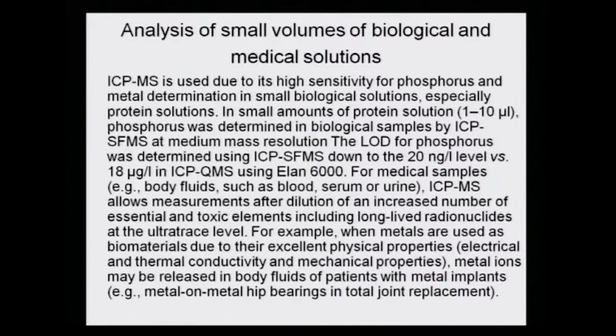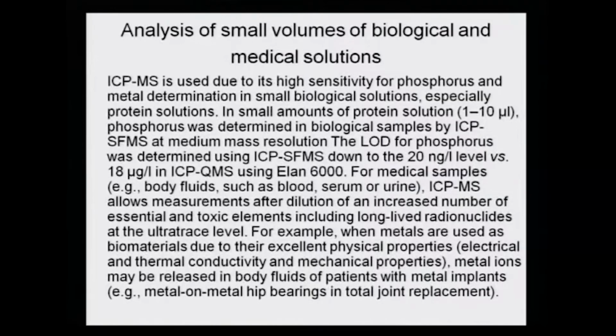In small amounts of protein solution, that is 1 to 10 microliter, phosphorus was determined in biological samples by ICP-SFMS at medium mass resolution. The limit of detection for phosphorus using ICP-SFMS was down to 20 nanogram per liter, versus 18 microgram per liter in ICP-QMS using the ELAN 6000 machine.